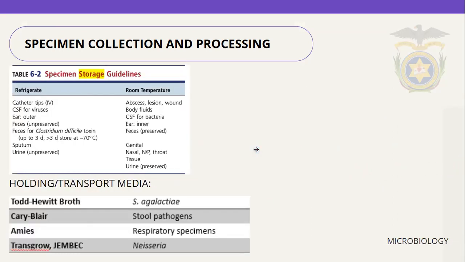I got this table from the book of Mahon, and it is the specimen storage guideline showing which specimens should be refrigerated and which should be left at room temperature. I want you guys to read those. Below, we have the holding or transport media: the Todd-Hewitt broth, used for Streptococcus agalactiae; the Cary-Blair for stool pathogens; the Amies for respiratory specimens; and the Transgrow or JEMBEC for Neisseria species.